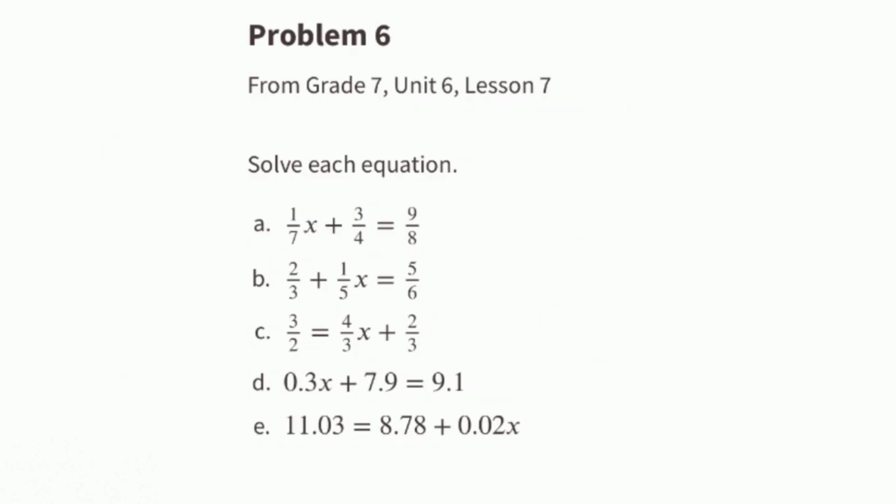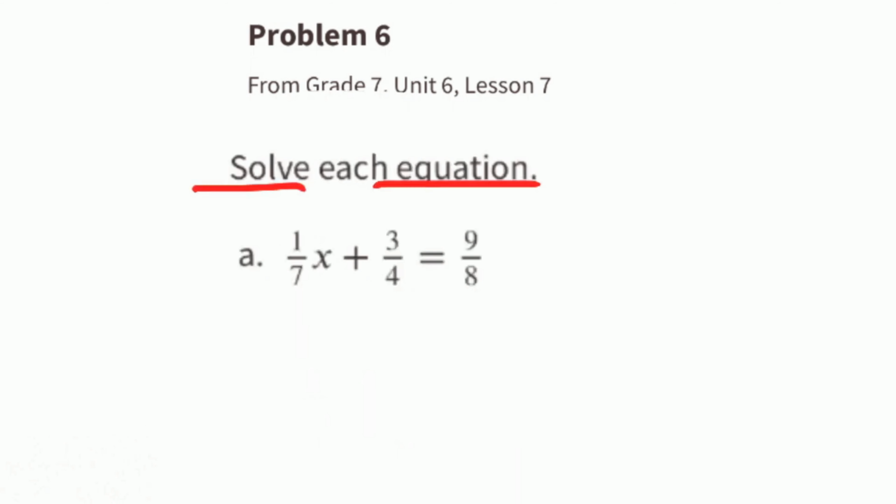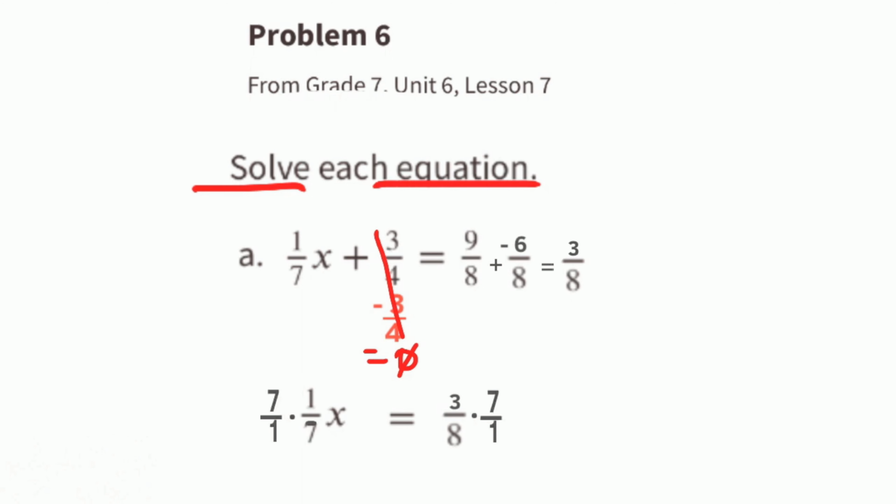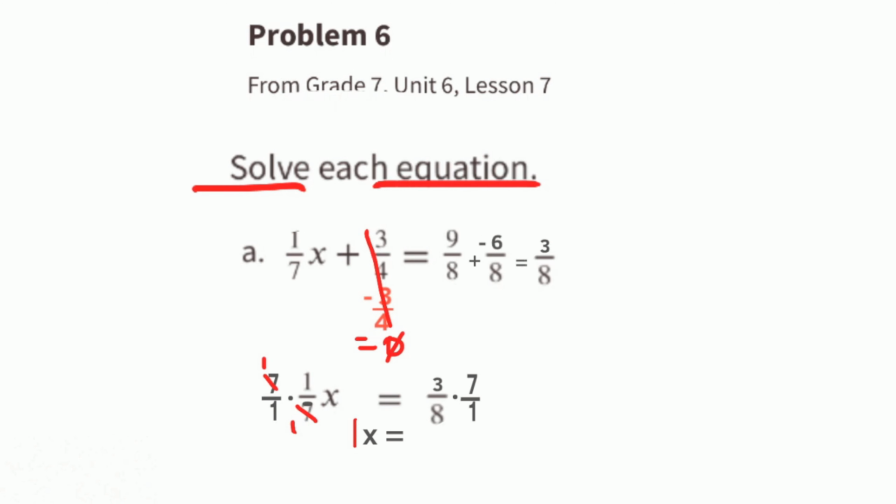Problem number 6. From 7th grade, Unit 6, Lesson 7. Solve each equation. A. Subtract 3/4 from both sides of the equal sign. 3/4 minus 3/4 equals 0. 9/8 minus 3/4 equals 3/8. Now you can rewrite it as 1/7 x equals 3/8. Multiply both sides by the reciprocal of 1/7, which is 7/1. That makes 1x, or x, and 3/8 times 7/1 is 21/8. So x equals 21/8.